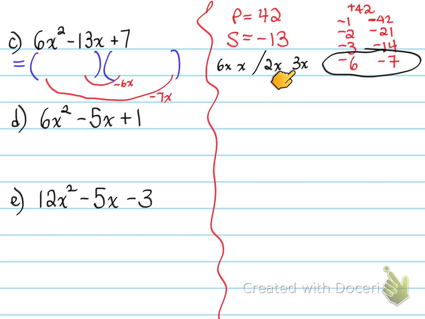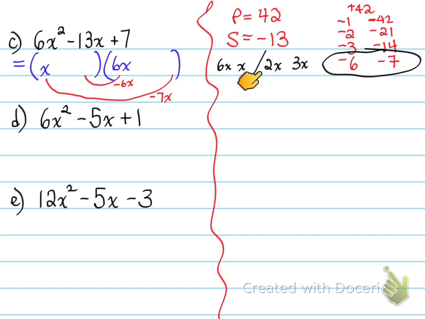Well, you can see that 7 cannot be divided by 3 nicely. Even though negative 6 can be divided by 2, 7 cannot be divided by 3. So therefore, this does not work. Our only combination is 6x and x. So I'm going to put x here for my negative 7x and my 6x here for my negative 6x.